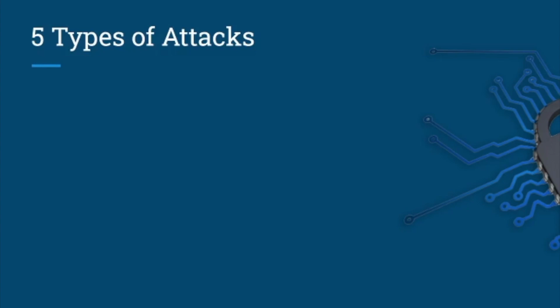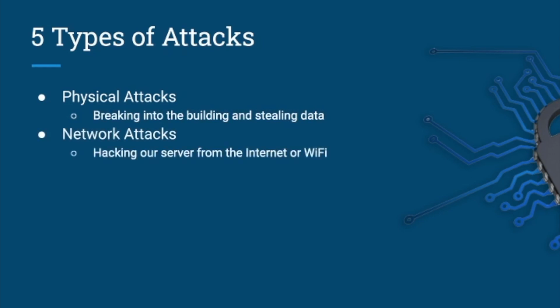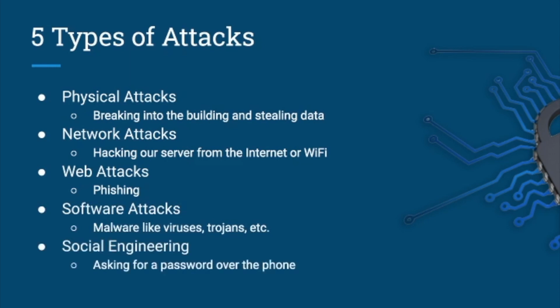We call these threat surfaces. The first would be a physical attack. An example would be someone breaking into the building and maybe stealing a computer with some data on it. The second would be a network attack. An example being someone hacking the server from outside the network. A web attack. That would be something like phishing scams, software attacks, an instance like malware or virus, and social engineering. That would be somebody posing as someone who works here for the purpose of getting somebody's password and then logging into the server and getting whatever they want.